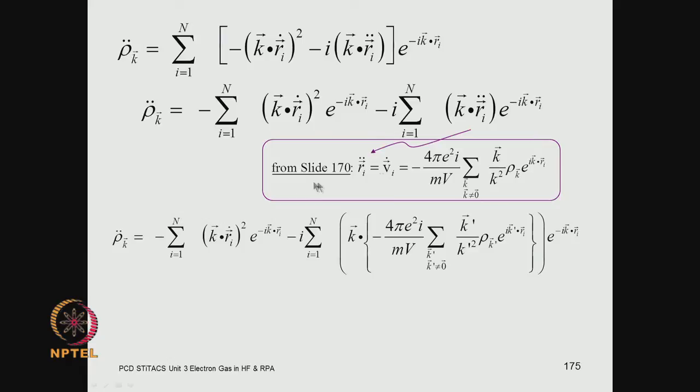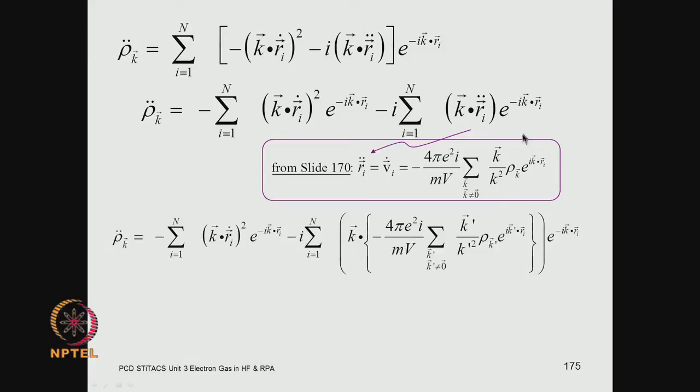Let us do that. So we have got the second derivative of rho k, you have got the first term which is written exactly as it is over here. The second term you have got minus i sum over i going from 1 through n, which is here. Then you have got k dot, and now you have this acceleration of the ith particle, and for that we use this right hand side over here, which is put in this beautiful bracket.